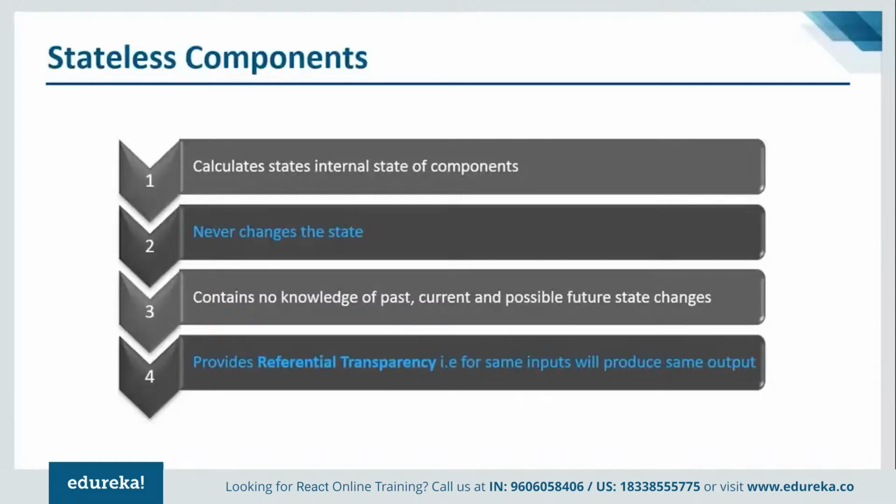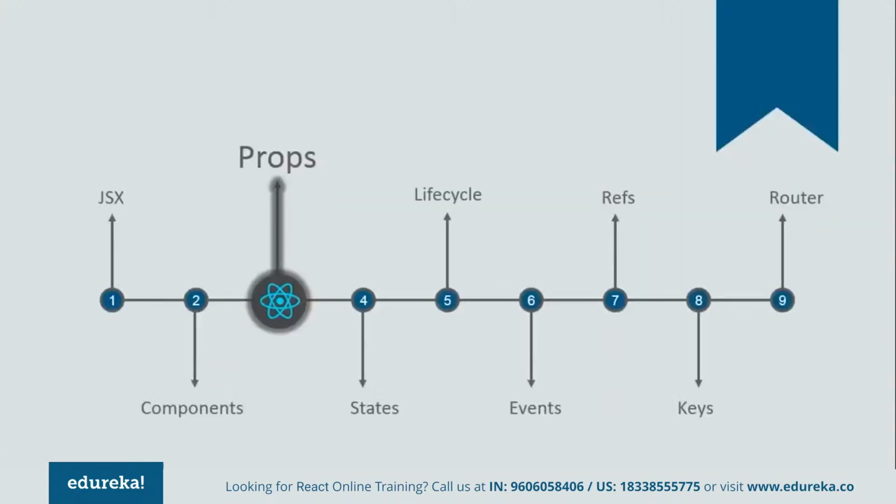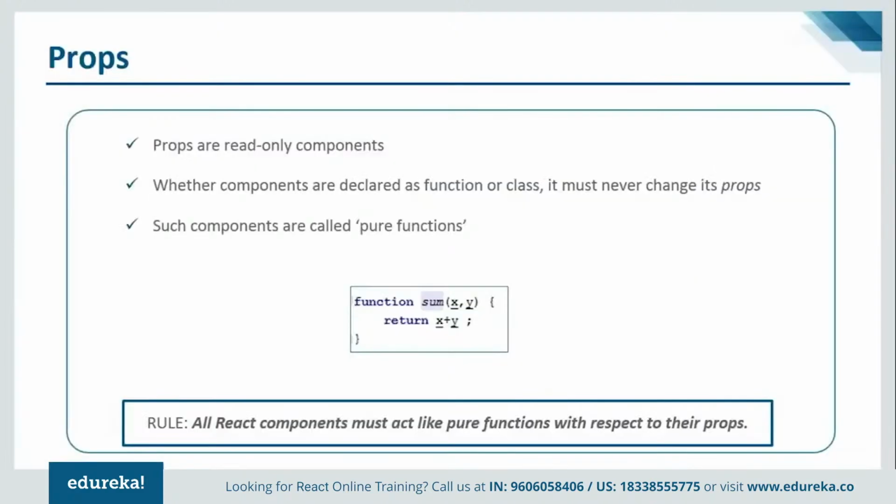Now, I hope you have a fair understanding about the components. So now, let's move on to our next topic, that is props. The simplest way of describing props would be to say that they function similar to HTML attributes. These are read-only components which provide configurational values. Thus, by using props, we can always pass data from a parent component to a child component.